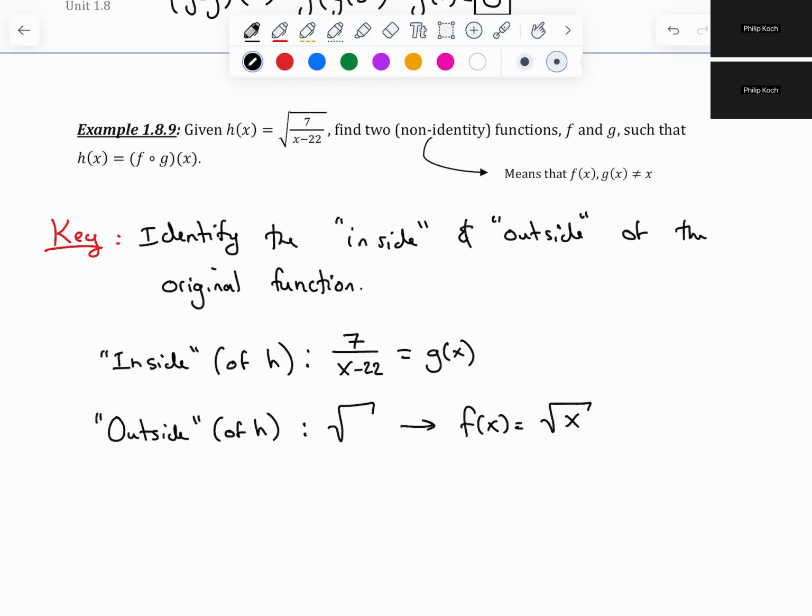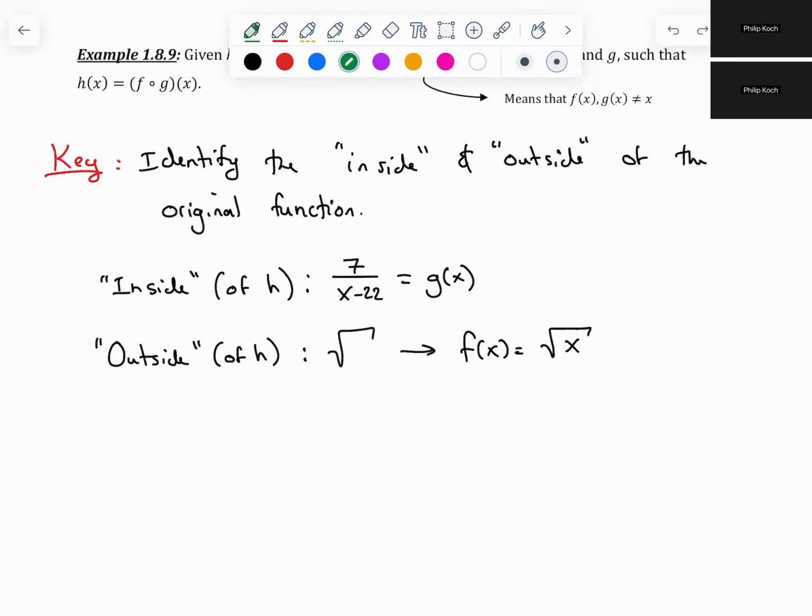If this had instead been 7 over x minus 22 to the 14th power, this would be x to the 14th. That's the outside thing. The outside thing was the 14th power, so we'll make it x to the 14th. Those are the two situations we're encountering right now.